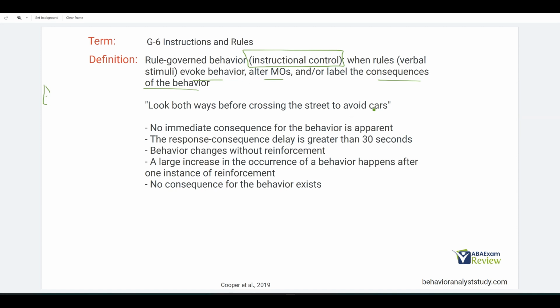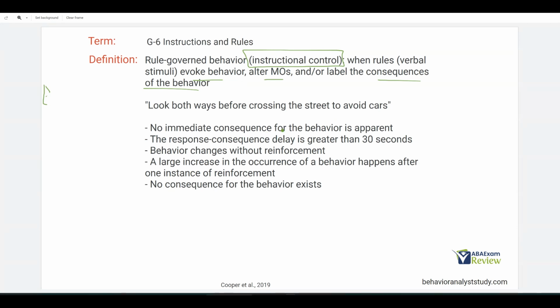99% of people don't get hit by cars when they cross the street, and yet they still look both ways. Why? Well, because of the rule. And so that's the main idea behind rules. No immediate consequence for the behavior is apparent.